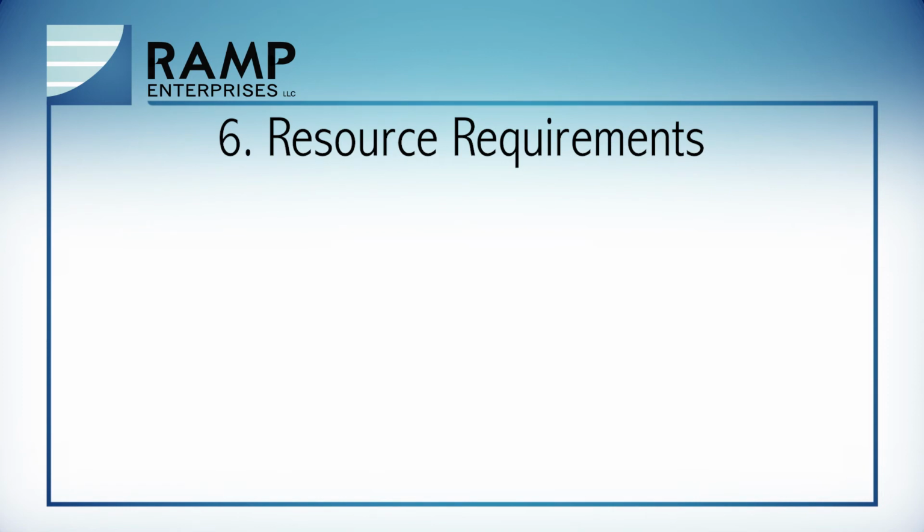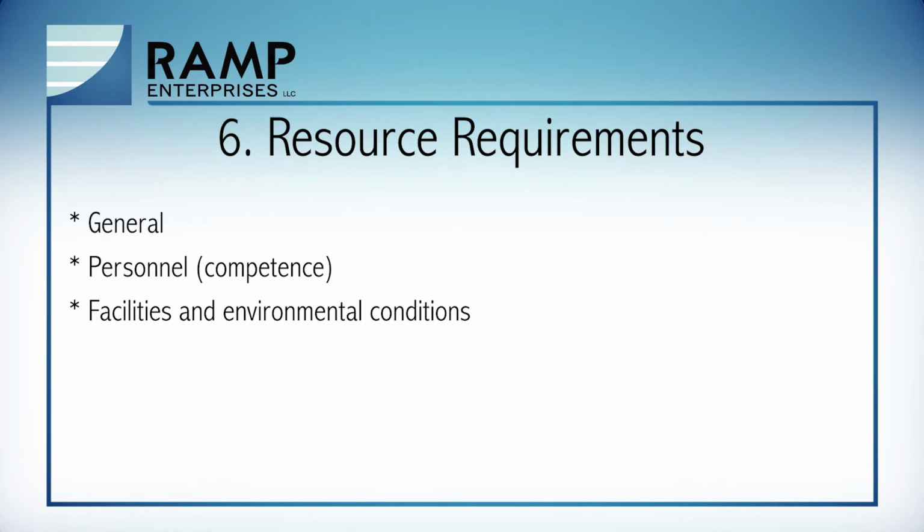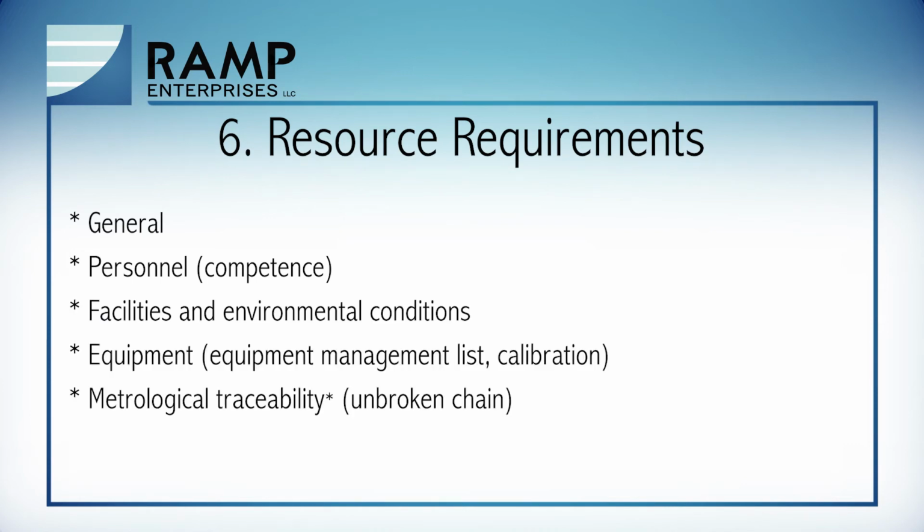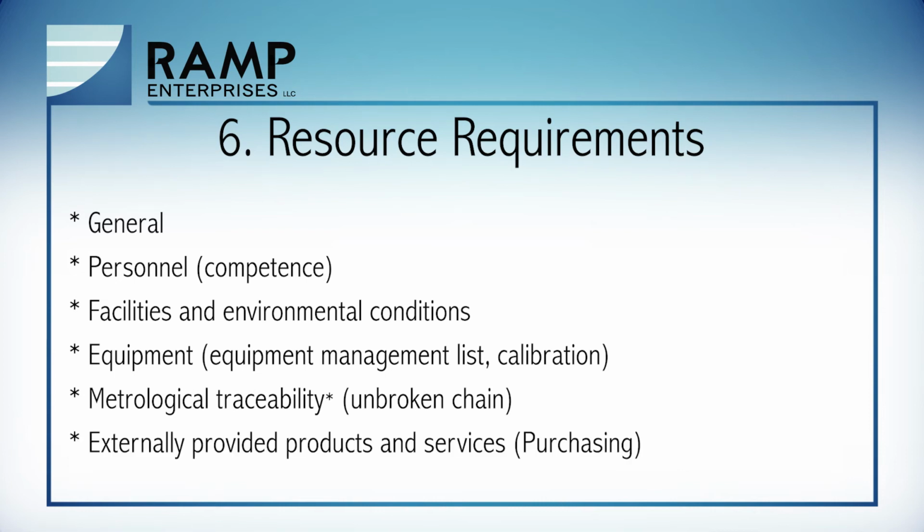In Section 6, there are requirements for resources, personnel, facilities, environmental conditions, equipment, metrology traceability, and externally provided products and services. I want to point out a few things. Under metrology traceability, very important to have an unbroken chain of traceability. There are heavy requirements within the standard that extend to the annex. This is one of the key principles to master for this standard. Externally provided products and services. This is your purchasing function.